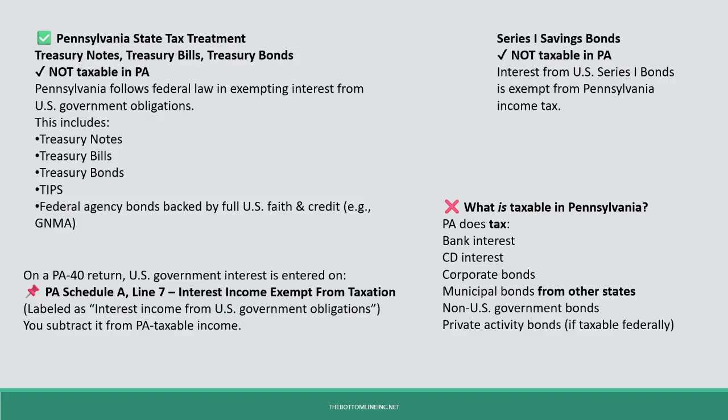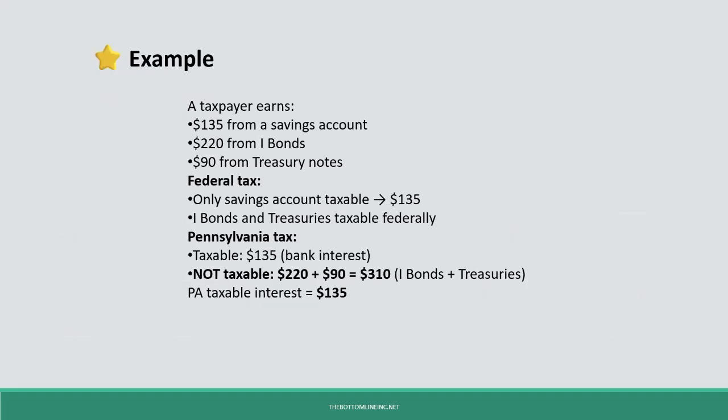So the good thing again about the 1099-INTs is they're going to tell us. But we may have to know the Pennsylvania taxable income. So example here is a taxpayer earns $135 from their savings account, $220 interest from an I bond, $90 from a treasury note.